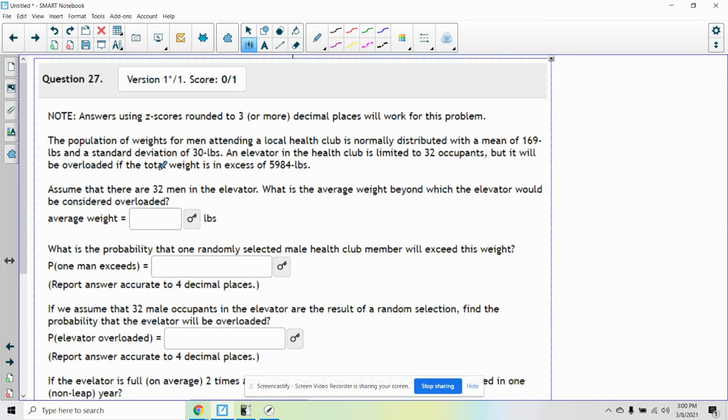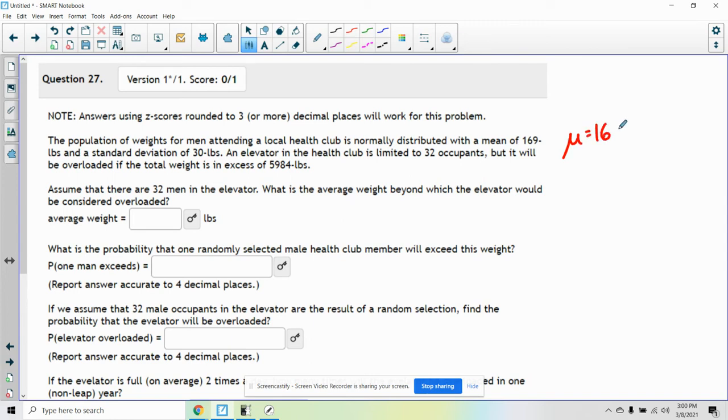Okay. Second one, this is a long one, but it's not that crazy. It says the population of weights for men attending a local health club is normally distributed with a mean of 169. Mean is 169. Standard deviation is 30. An elevator in a health club is limited to 32 occupants, but will be overloaded if the total weight is in excess of 5,984 pounds.